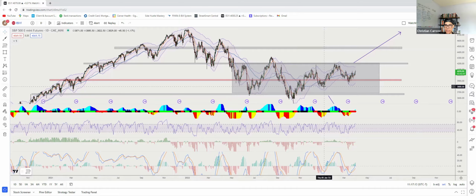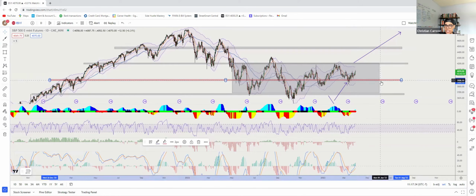I don't know how active you guys are on Twitter or on social media, but how fearful were people just 2 weeks ago? Below this 3,900, there were so many people shorting it. They were saying we were going to go down to 3,600.